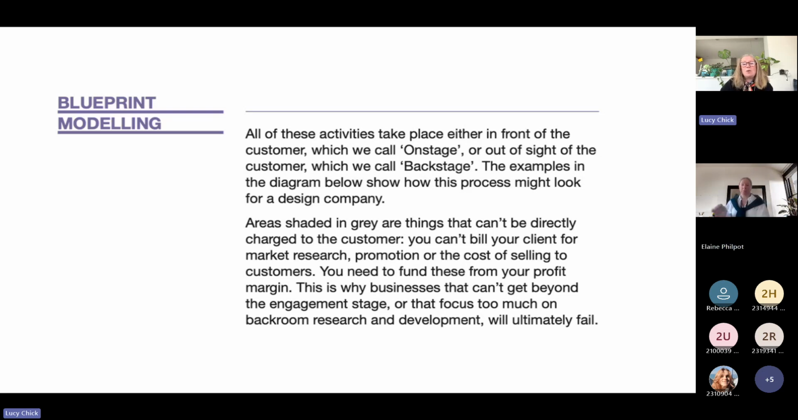You can't have too much backroom research and development because actually that's not making any money. But equally, you need the backroom research and development in order to have a sustainable business and maintain long-term clients. So balancing these two things is quite key.